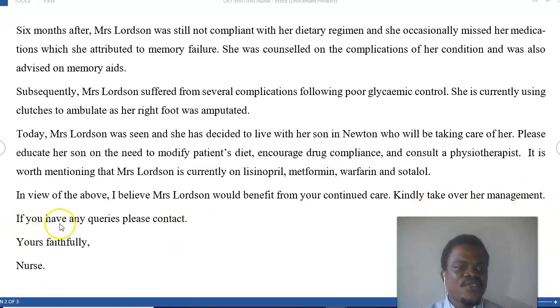Then the next paragraph: if you have any queries, please contact me. Simple and short. We used yours faithfully here because we don't know the addressee's name, and then nurse. So that's basically how to organize your letter in OET.